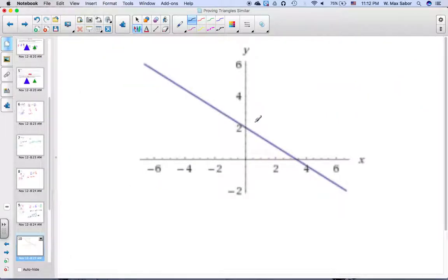Here, it's worth noting that similarity is why we can say that any triangle that you use to find slope will always give you that same ratio. So slope works because all of these triangles are similar triangles.